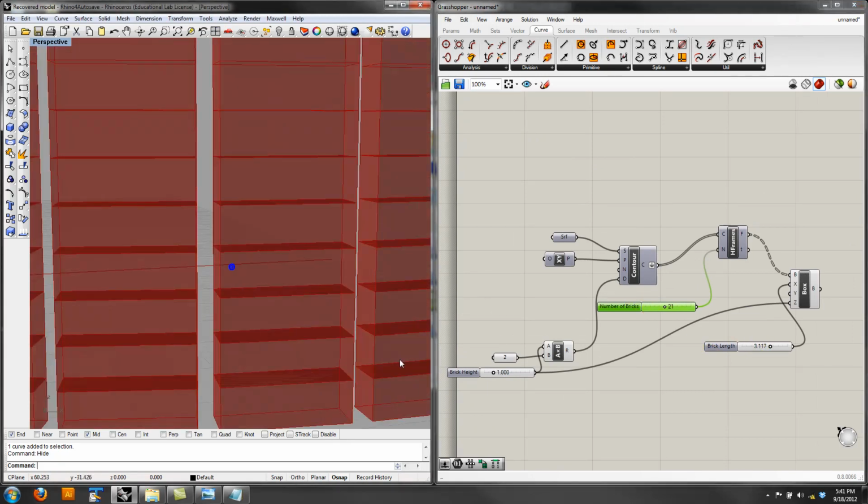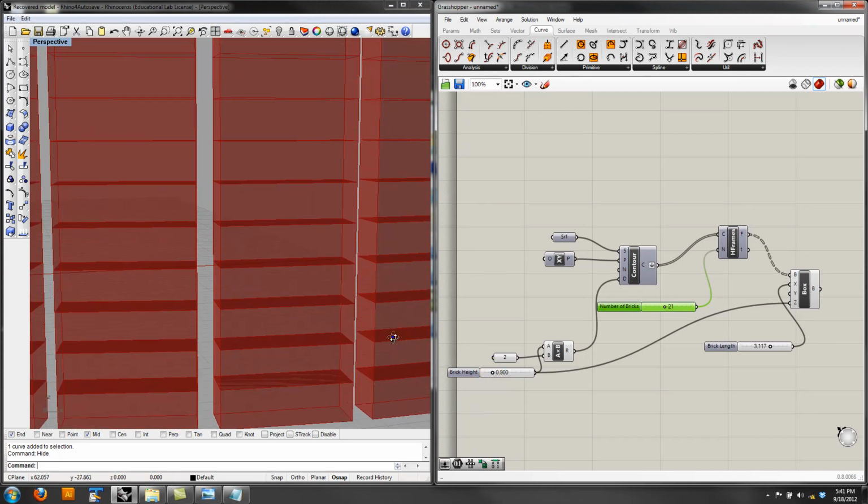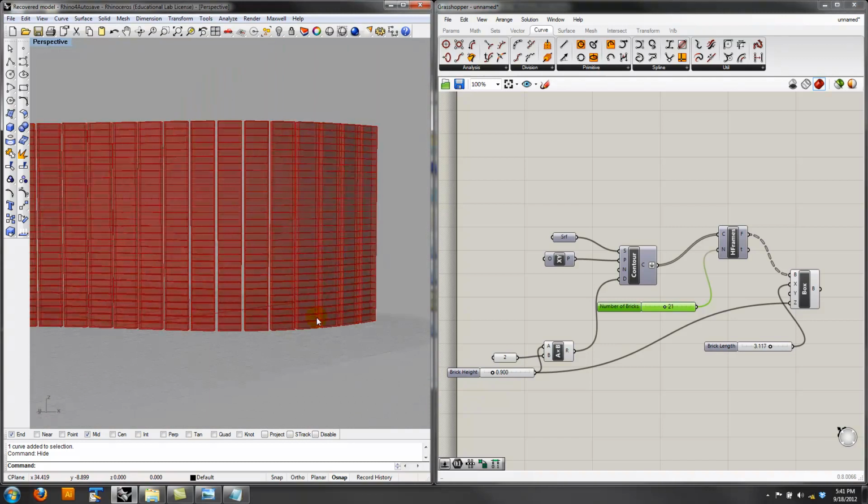Okay, and so now I've got the brick, and I've got the height, and let's play with it, and you can see that it's perfect. I have no gaps. The bricks touch each other.